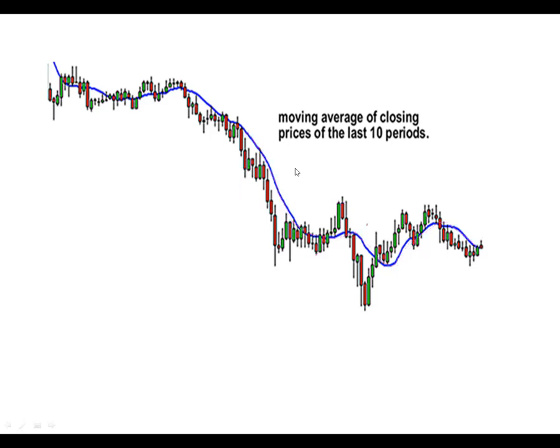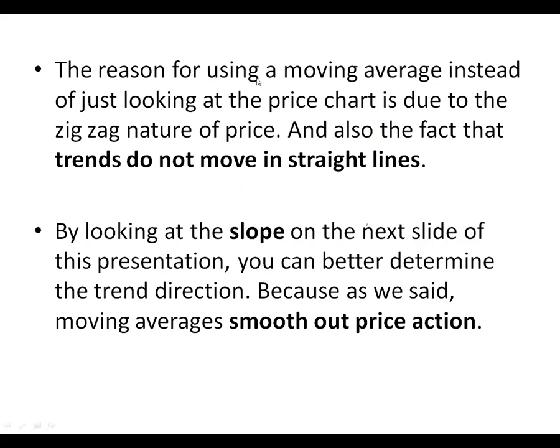Let's continue with the notes. Now, the reason for us using moving averages instead of just looking at any price chart is the zigzag nature of the price. I've already explained that, and also the fact that trends do not move in straight lines. Because the market is zigzagging, it has become necessary to get a tool that will smooth out the price to give you the average price movement. That is why some people use moving averages in the forex market.